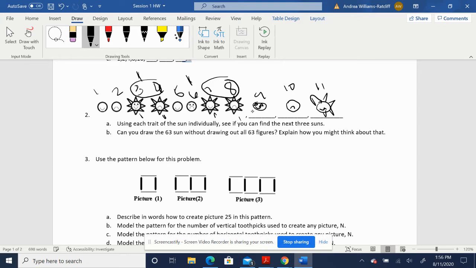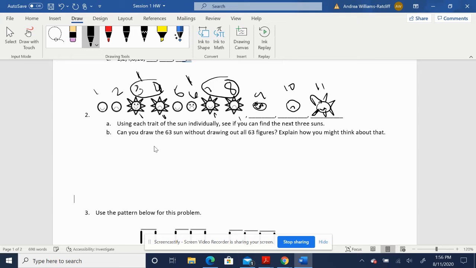So we would have rays on this sun, right? So it asks us, can we draw the 63rd sun without drawing 63 figures? Okay, so let's go back and look at the traits we've seen. Now we know no matter what, the 63rd sun is going to have a circle.